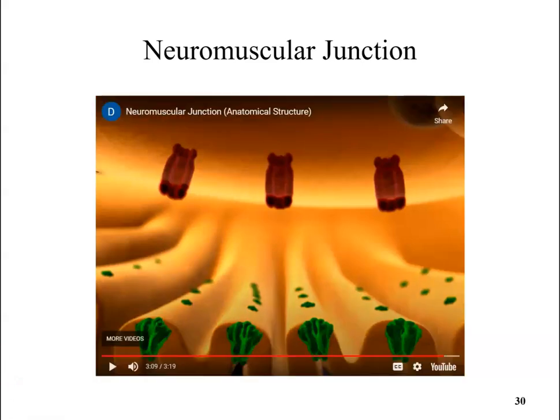Okay, so that should give you a really good overview of the process so far. But the next question we're going to ask is what happens once that action potential propagates down the muscle fiber? And the answer is going to be those thin and thick filaments are going to slide against each other, causing muscle contraction. And we're going to learn how here in just a minute.